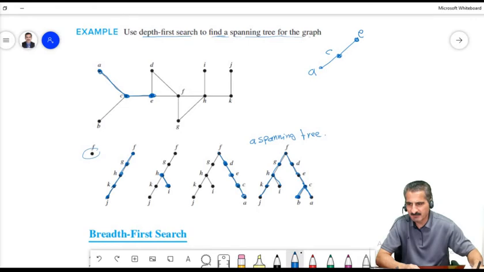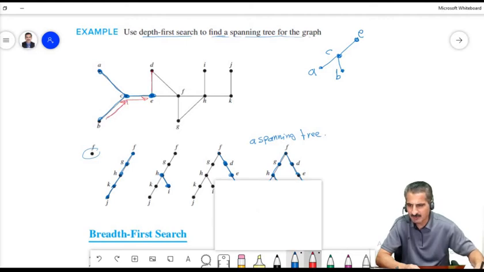Then come back to C and then go to B. Then I get B in here. And now I will keep going back as the algorithm says. Now I came back to E, then I can go to D.